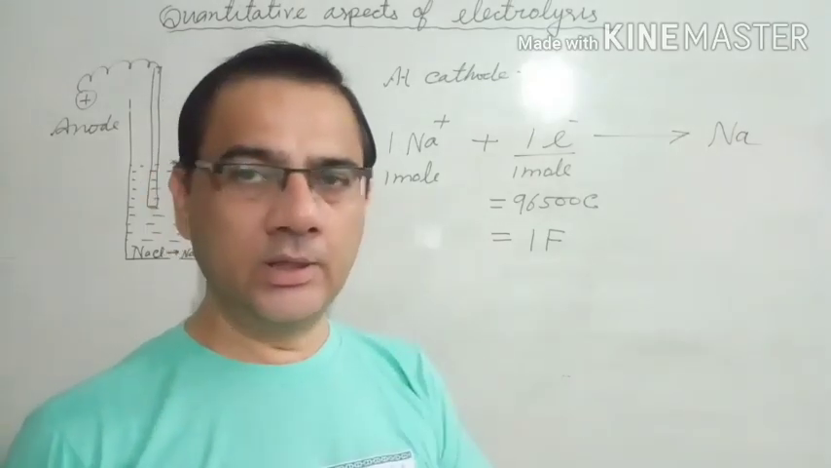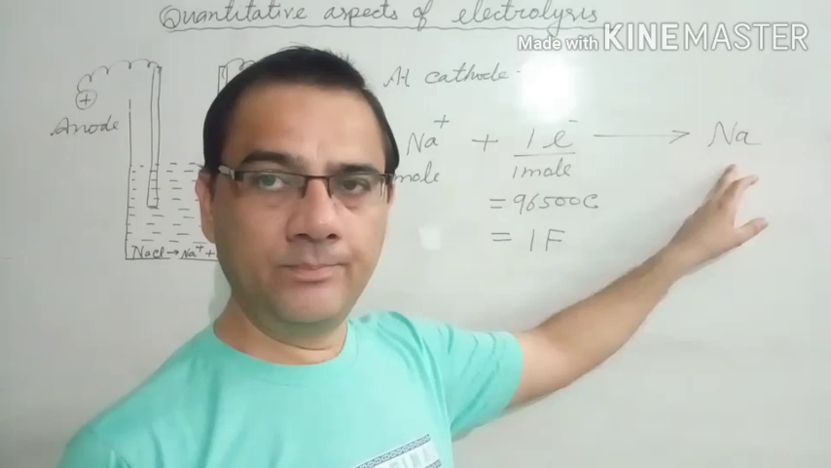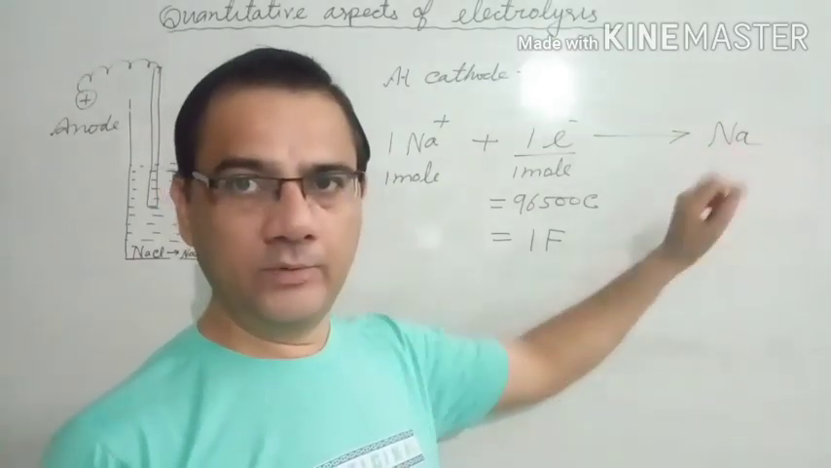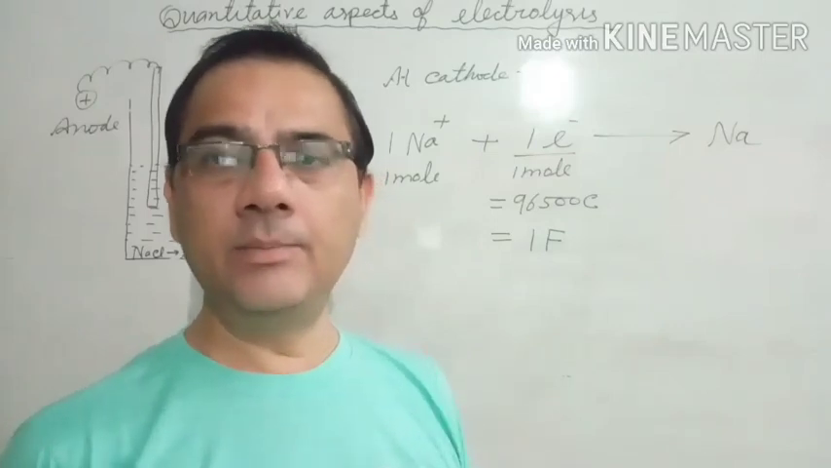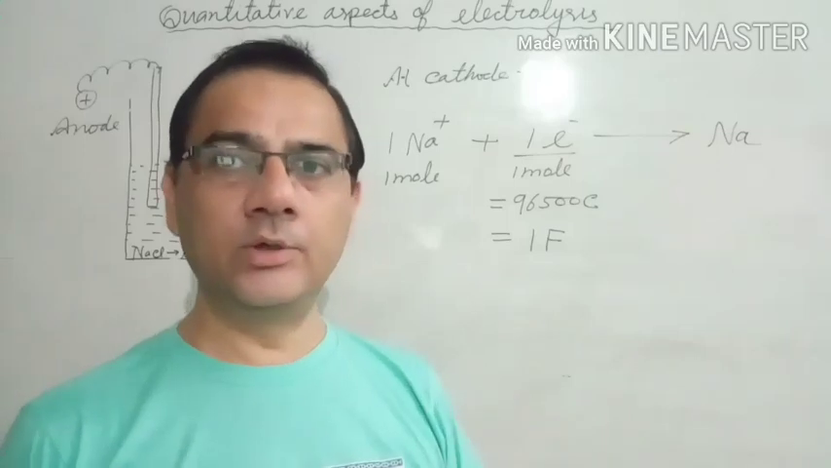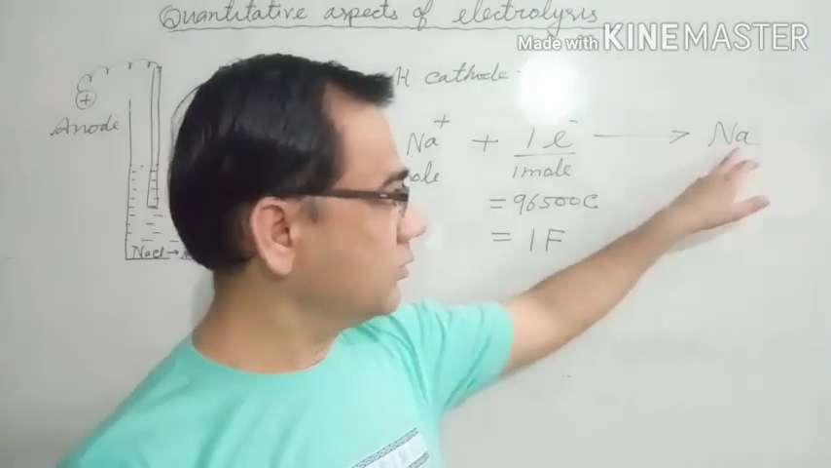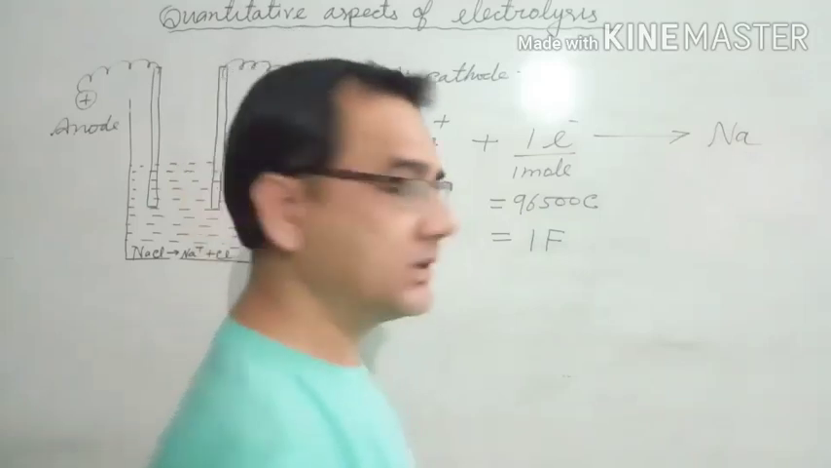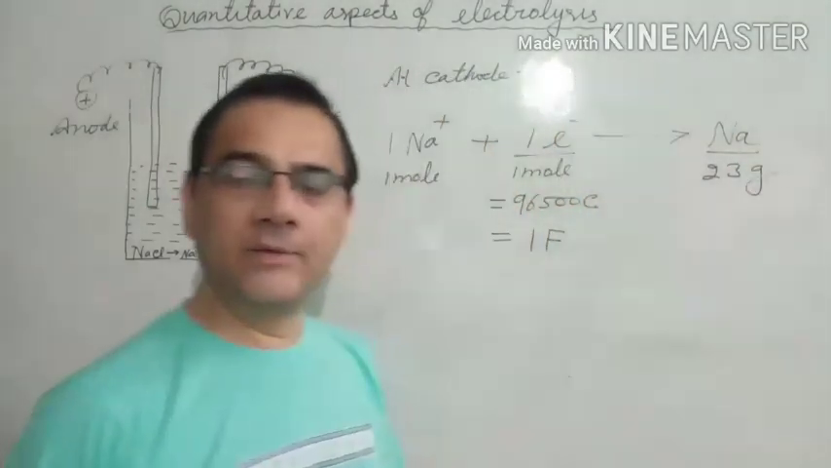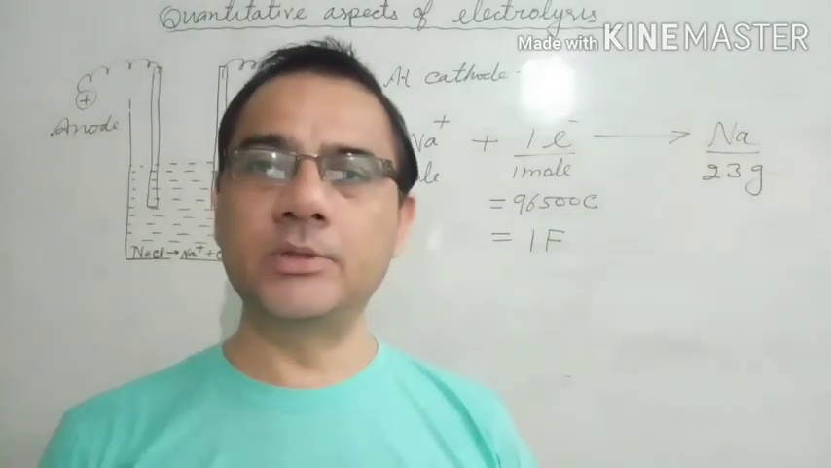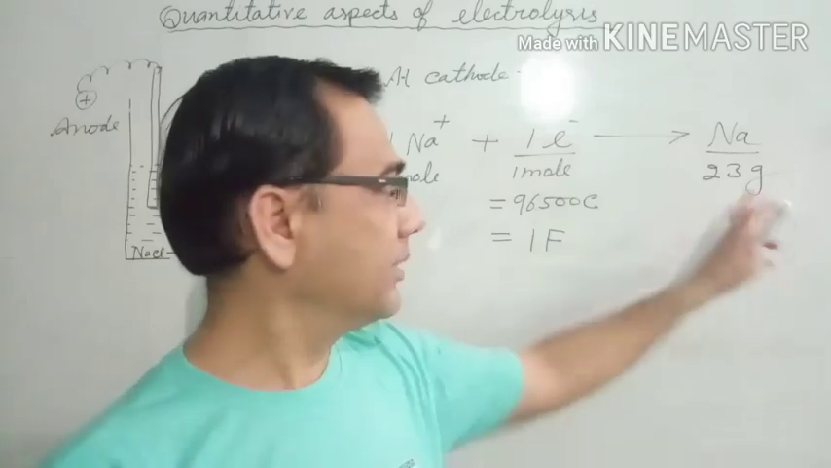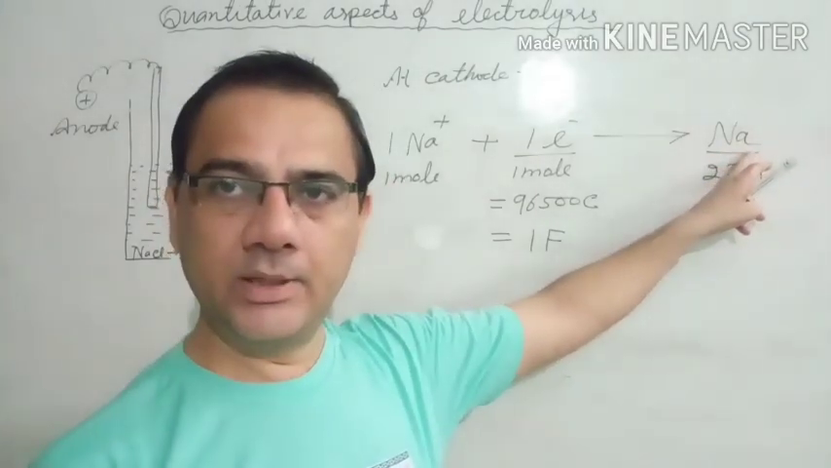And can you think what will be the mass of the sodium that will be deposited at the cathode? If 1 mole is deposited, you know very well, 1 mole of any element has a mass equal to its atomic mass. तो अगर यहाँ पर सोडियम 1 मोल डिपॉजिट हुआ है, तो इसका मतलब that is equal to 23 ग्राम. Whenever 1 mole of any element gets deposited at the cathode, उसका जो mass है that is equal to its atomic mass. तो यहाँ पर 23 ग्राम of sodium will be deposited at the cathode.